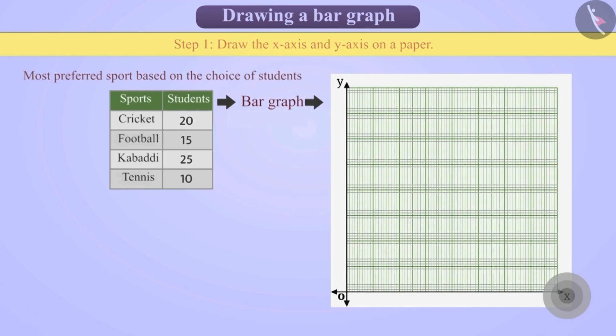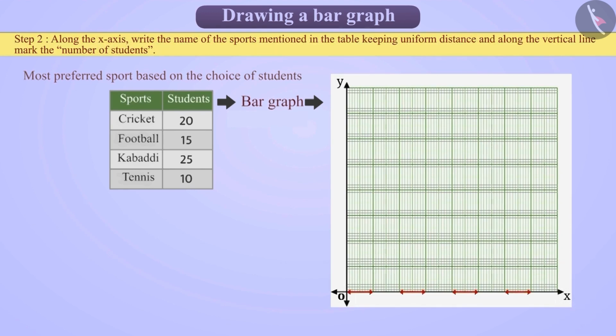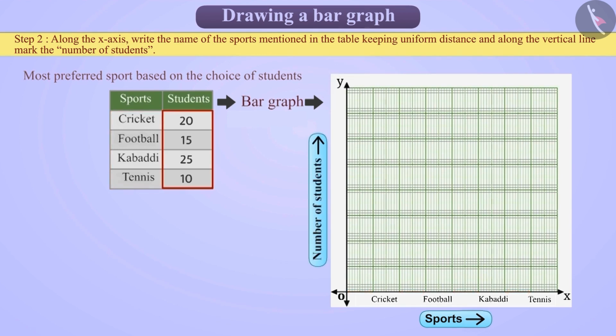Step 2. Along the horizontal line, we will write the names of the sports mentioned in the table, keeping uniform distance, and write sports under it. In this way, we will show the sports on the horizontal line. Similarly, along the vertical line, we will mark the corresponding number of students.